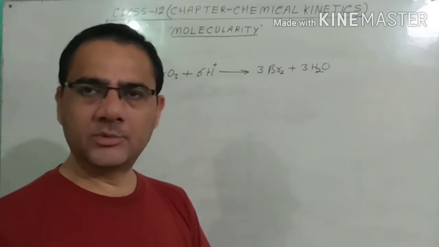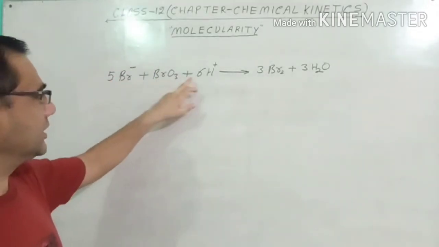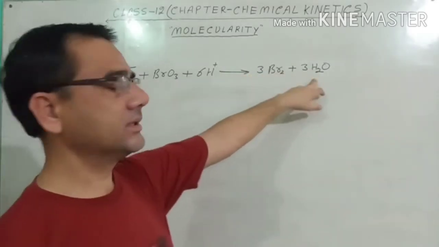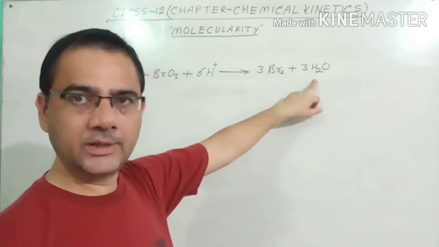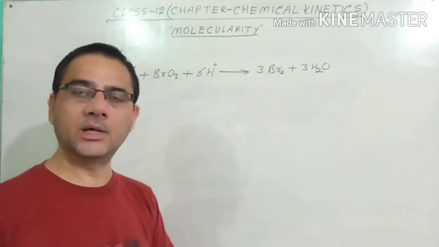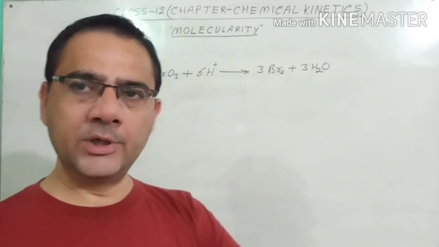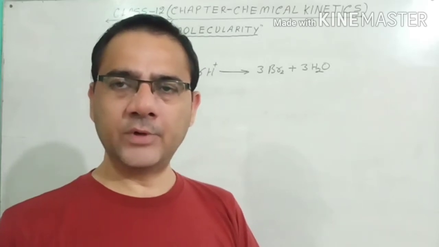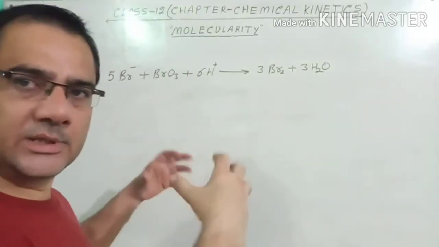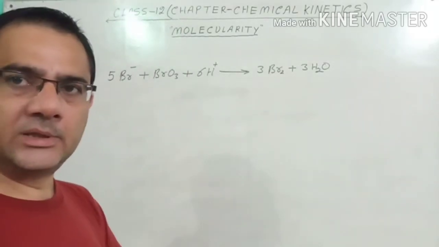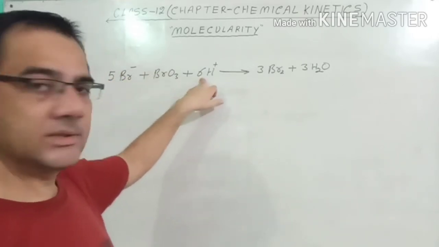Now with one more example, I am trying to explain the meaning of molecularity. This is one more example: 5Br minus plus BrO3 minus plus 6H plus gives 3Br2 plus 3H2O. When I was explaining the order of reaction, I told you clearly that this reaction is also a multi-step reaction which occurs in many steps. If I ask you what should be the molecularity of this reaction, if you just have a look at this reaction, you may think that it may have the molecularity 5 plus 1, 6, and plus 6, 12.